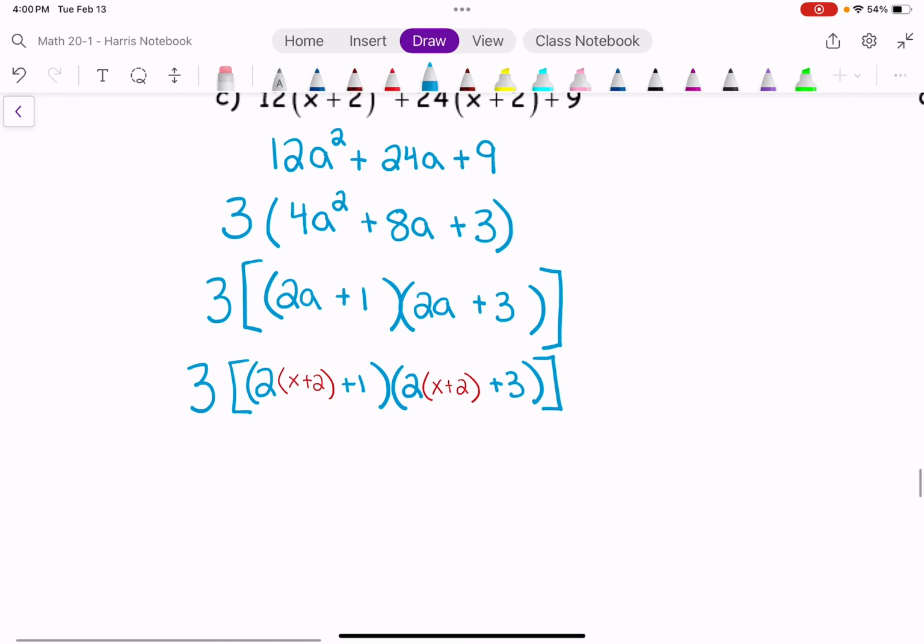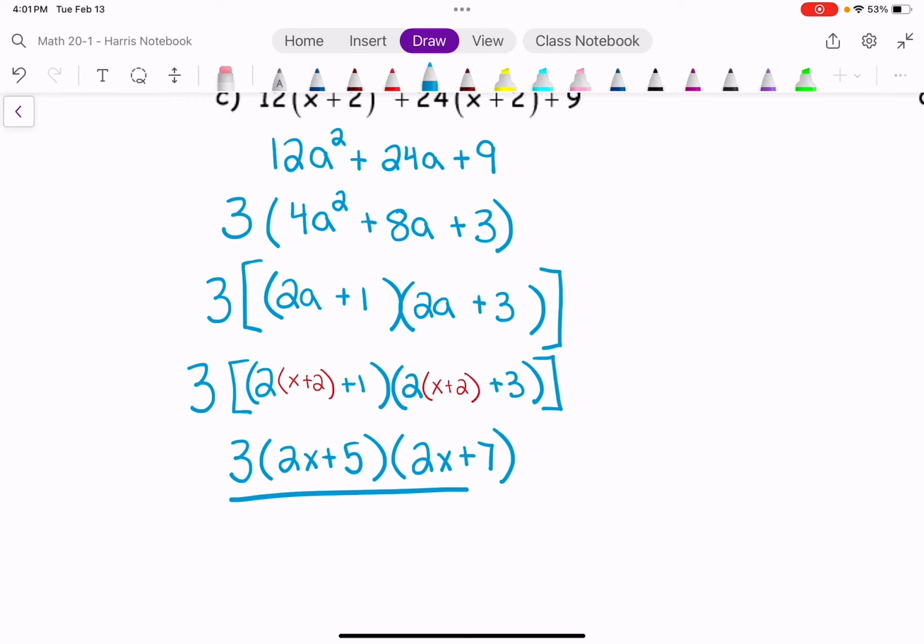I'm just going to expand this one out. So I have 2x plus 4 plus 1. So that leaves me with a bracket of 2x plus 5. And then my second bracket, I have 2x plus 4 plus 3. So then I should have a bracket here of 2x plus 7. I can't forget that I took out my original 3 of my greatest common factor, and that is one of my factors. Okay, so then this is my factored form.